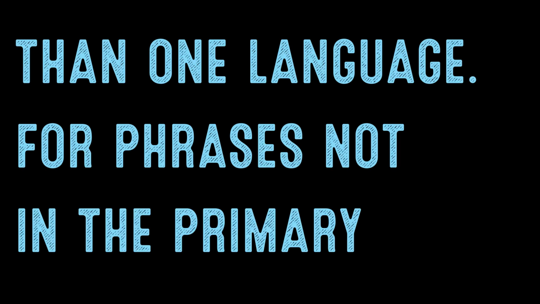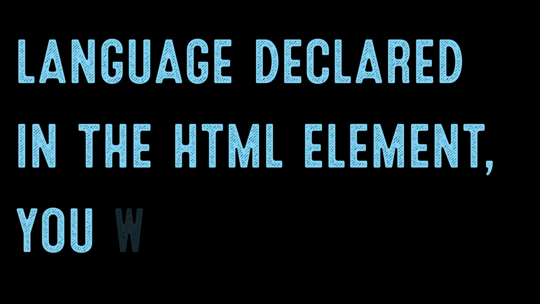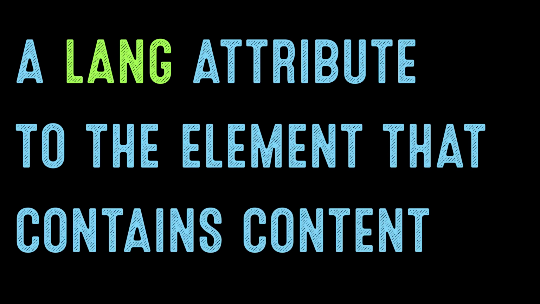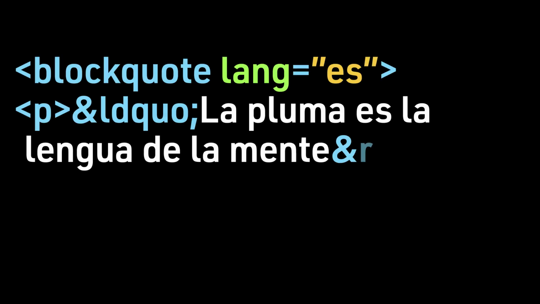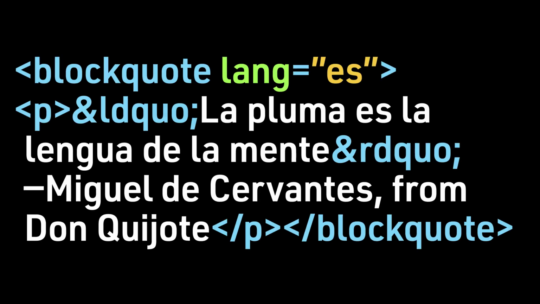For phrases not in the primary language declared in the HTML element, you would add a lang attribute to the element that contains content in another language. Here is an example. Blockquote opening tag, lang equals "es" in quotation marks, paragraph opening tag, La pluma es la lengua de la mente. Miguel de Cervantes, from Don Quixote. End paragraph tag, end blockquote.